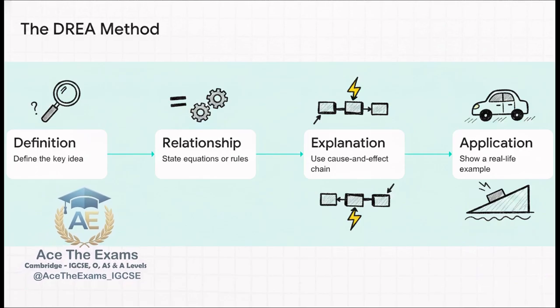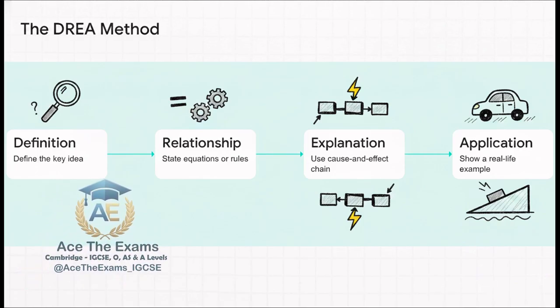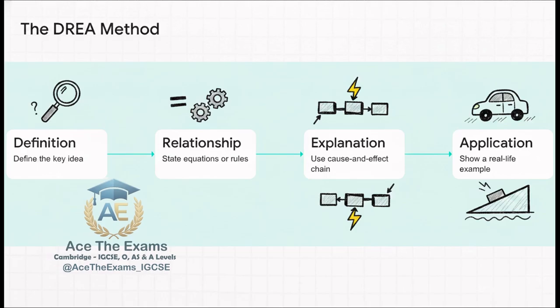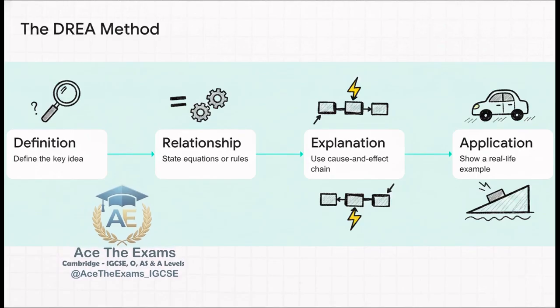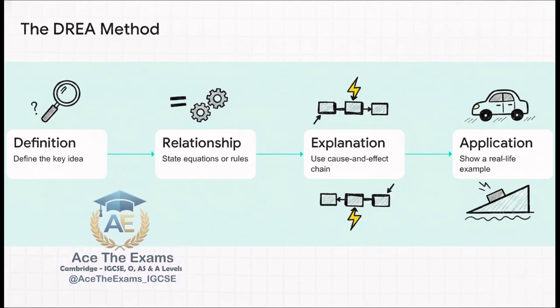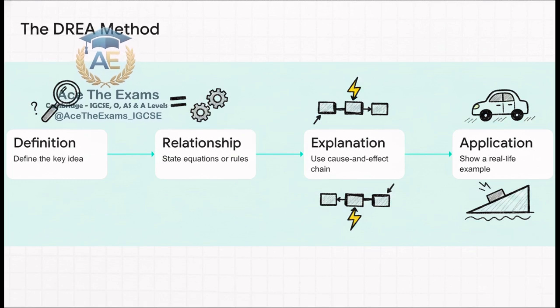Let's do a speed writing visualization. Imagine a 30-second timer ticking down. How do you write a perfect paragraph? First, D, give the definition of the key idea or physical concept. Next, R, state the relationship. This is exactly where your equations, your mathematical proportions, or your formulas come in.